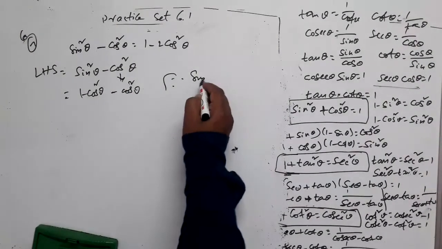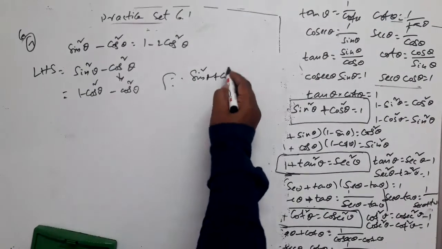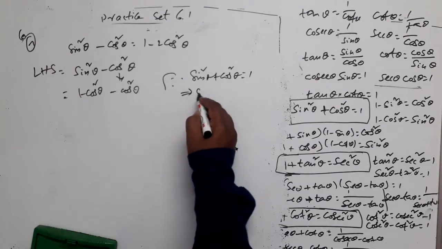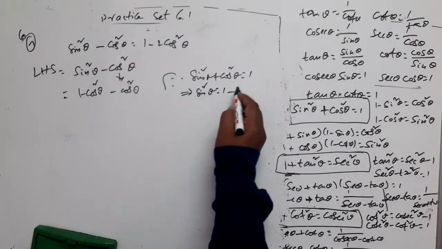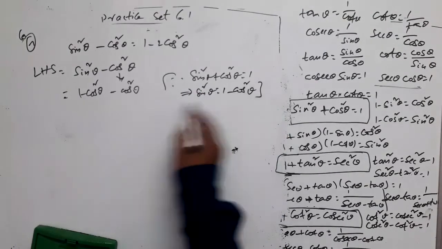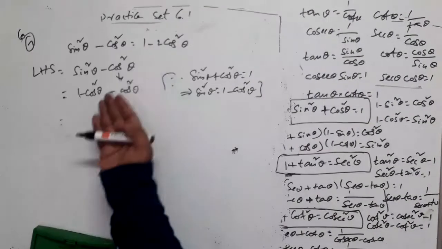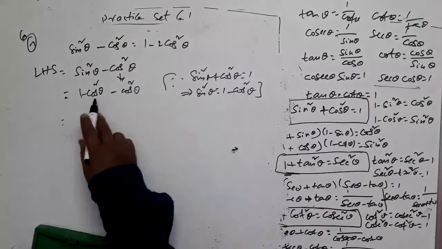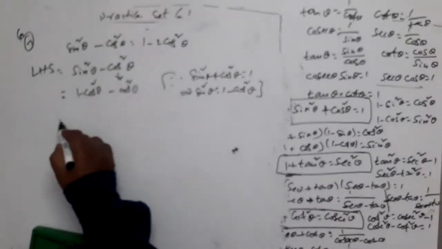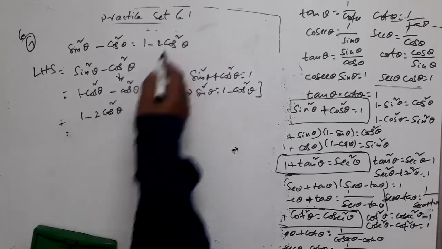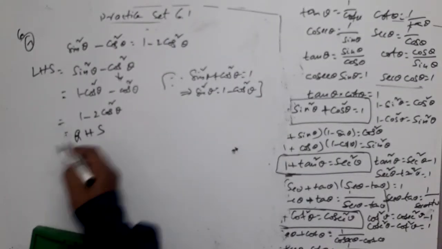Because sine square theta plus cos square theta is 1 is the identity we have. So sine square theta can be written as 1 minus cos square theta. Have you got this or not? Yes. This is cos square theta, this is cos square theta, 2 times. So this is 1 minus 2 times cos square theta. That's all. That is our right hand side part. Simple question.